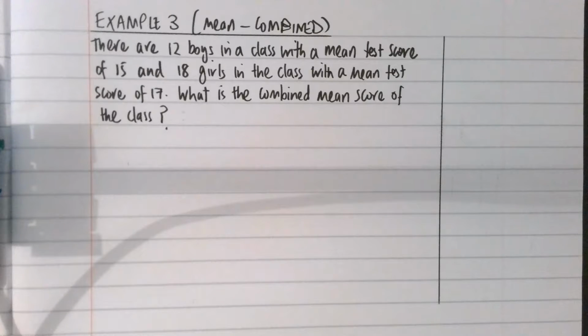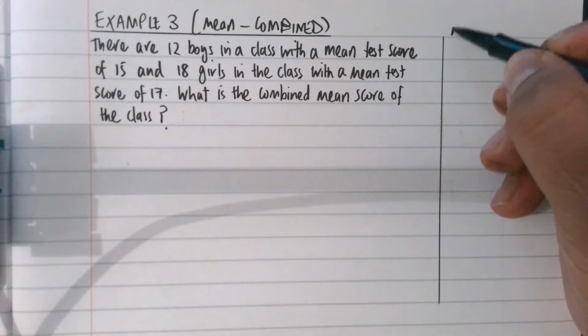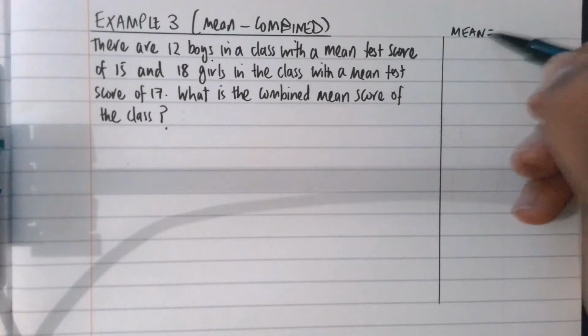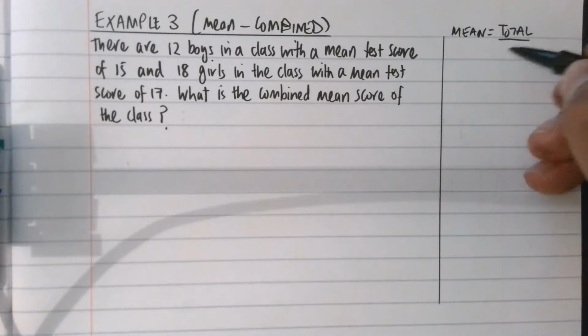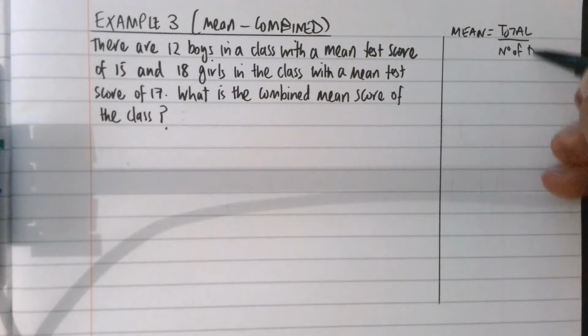Right, we're looking at combined mean. So the question says there are 12 boys in the class with a mean test score of 15 and 18 girls in the class with a mean test score of 17. What is the combined mean score of the class? Remember, mean is the total of our data divided by the number of pieces of data we have.